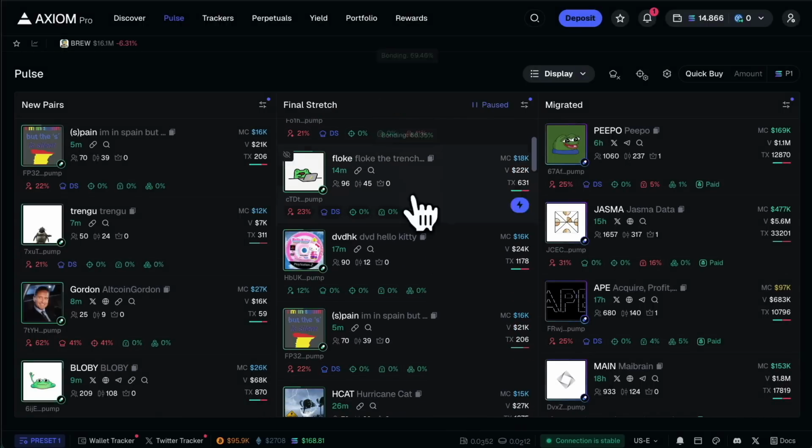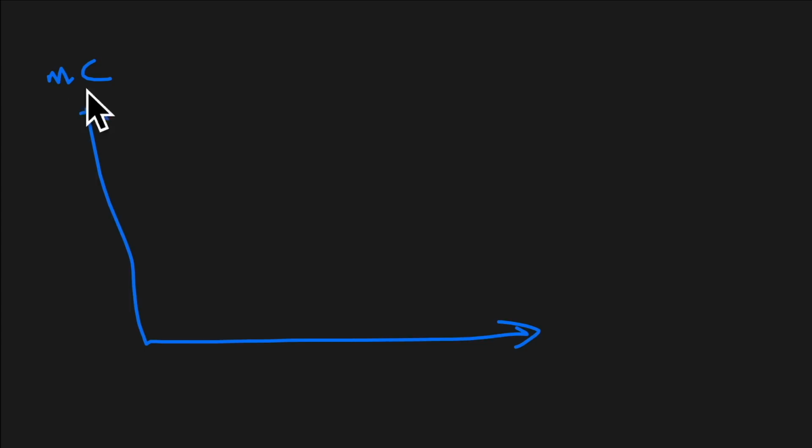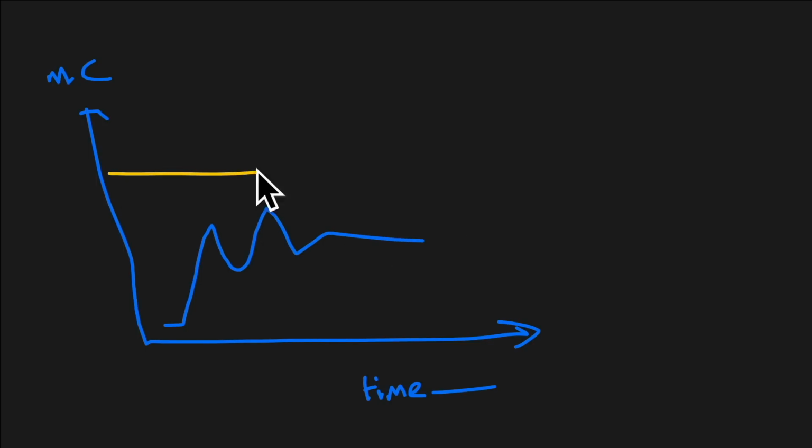So basically how it works on this particular strategy, we've got time here on the x-axis and market cap on the y-axis. And the price is going to go up and down like this. And basically we're trying to reach the bonding mark, which is typically about 70 to 80k. That's where we're trying to reach. And then it gets migrated.